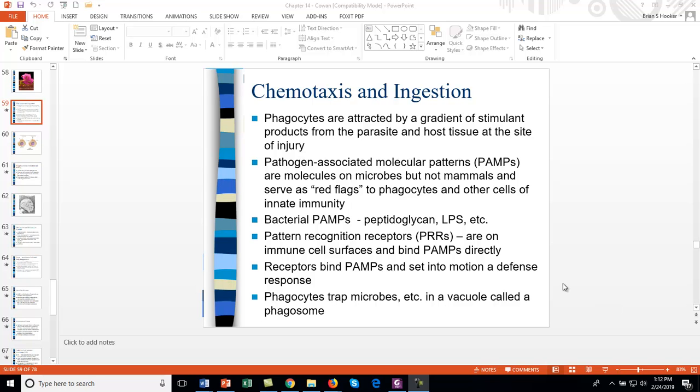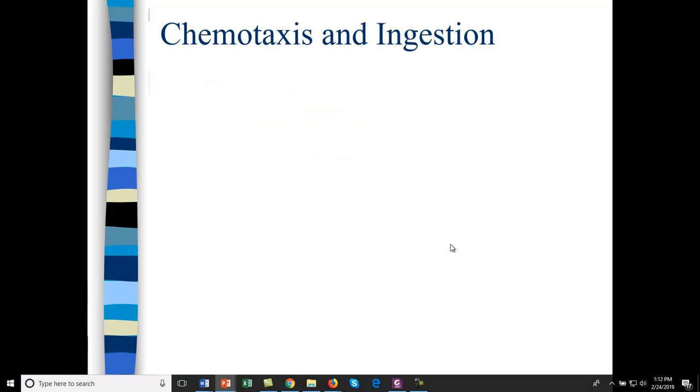And where we stopped, we're still in chapter 14. Seems like we've been in chapter 14 a while because of the snow day. But anyhow, here we go. We're talking about the second line of defense.